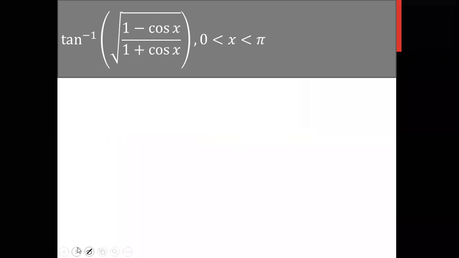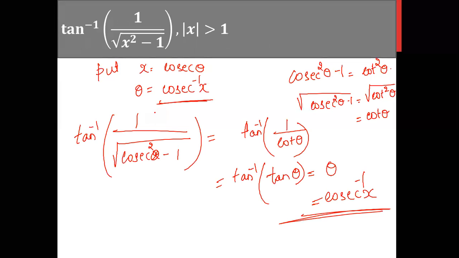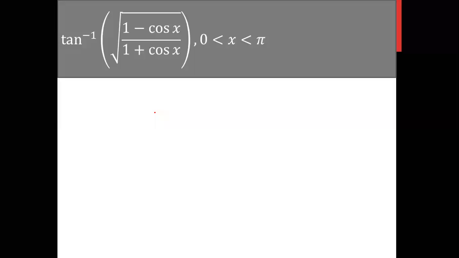Okay, the next question. This is your next question. That is tan inverse of square root of 1 minus cos x by 1 plus cos x.